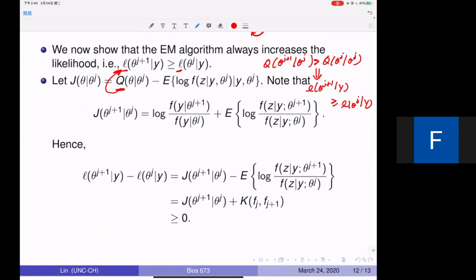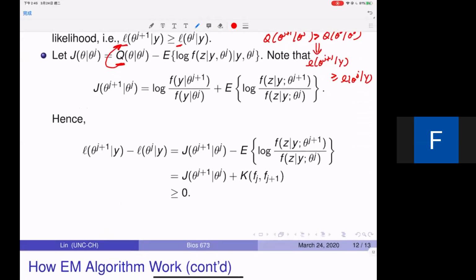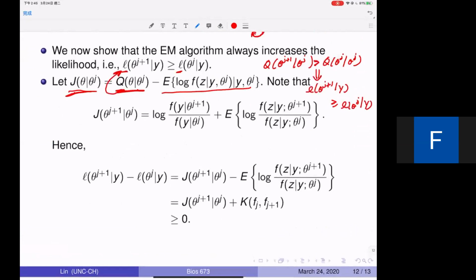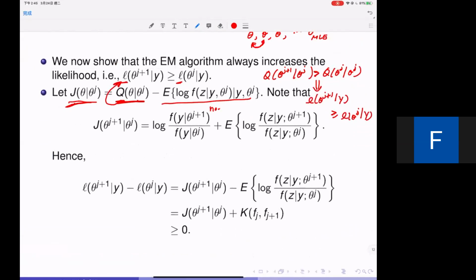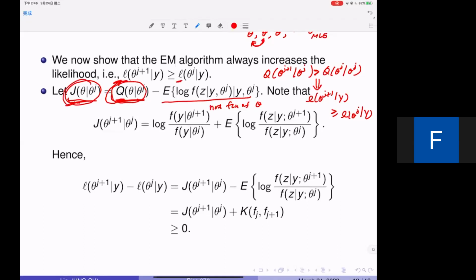The whole thing is trying to show this, and it's really easy to prove. I define the J function right here, based on the Q function minus this guy right here. This guy is not a function of theta. So that means maximizing the Q function is the same thing as maximizing the J function. Making sense? So whenever I maximize the J function, I show this. This is my goal right here, bigger than 0.